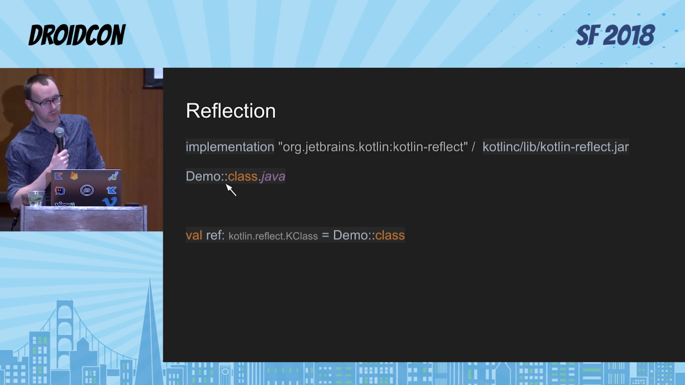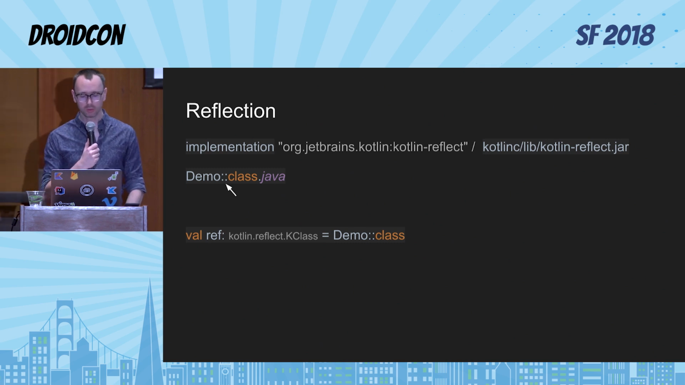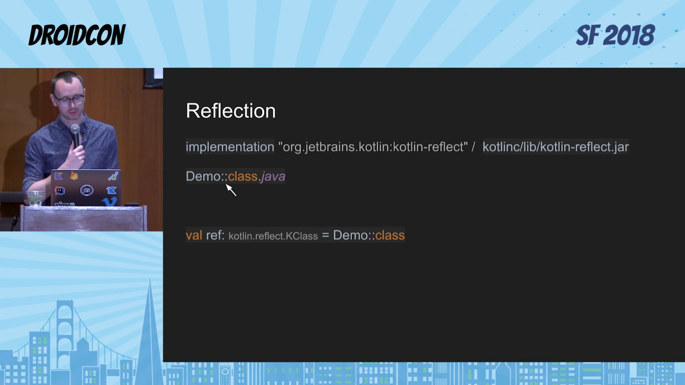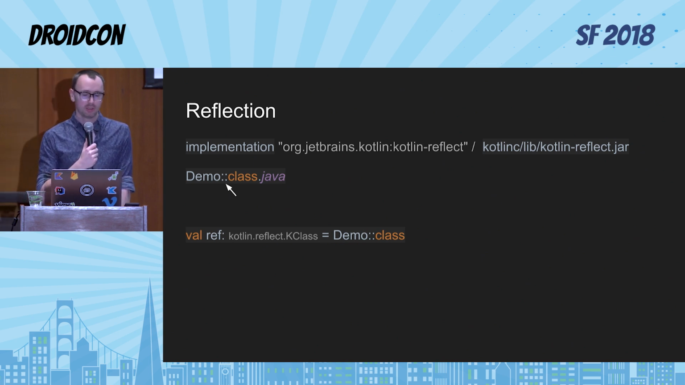So when you do ::, that's a reference operator. So if I just look at the demo::class part, that is a reference to something called an object of type kotlin.reflect.KClass. And Kotlin's KClass just has a property called .java. So that's how that works.